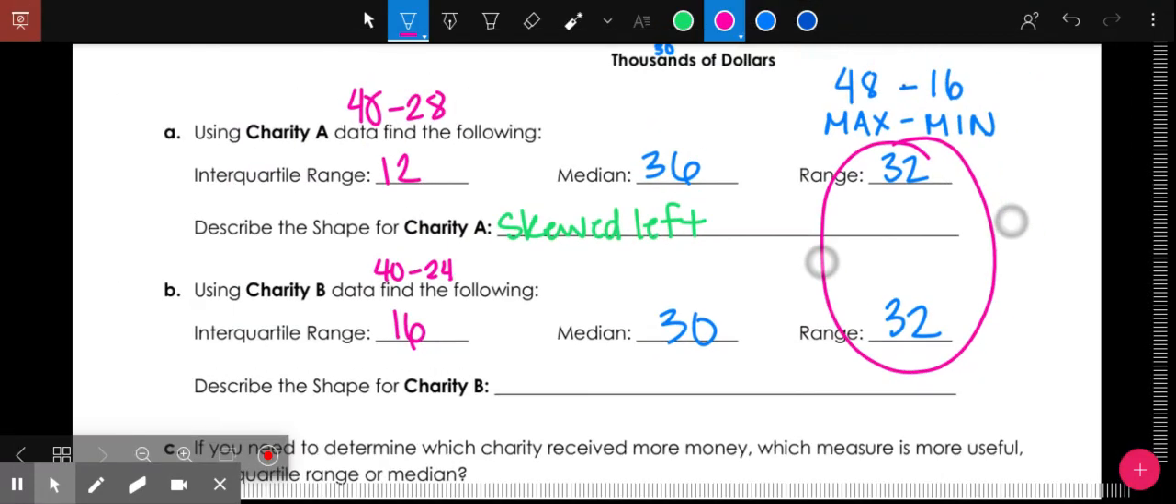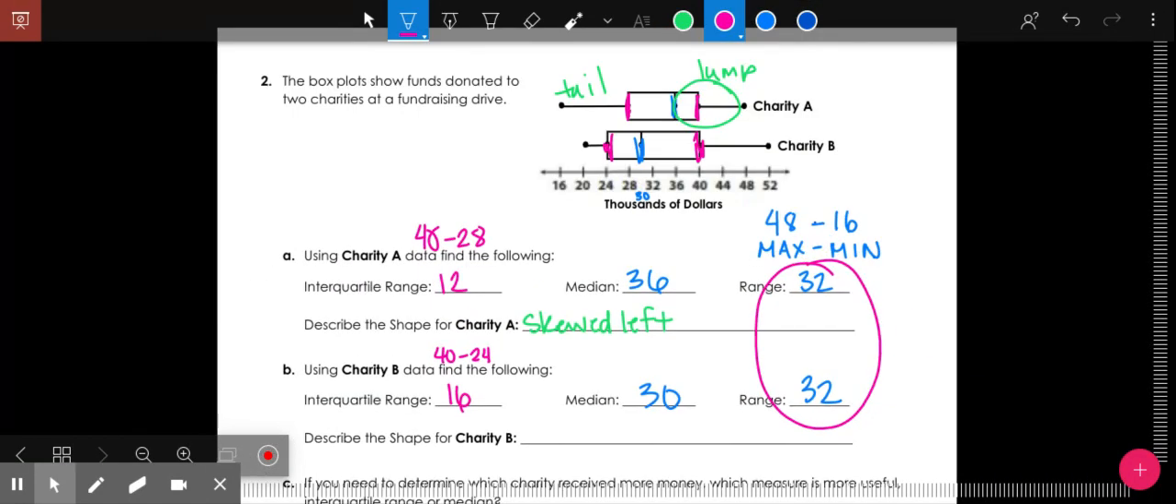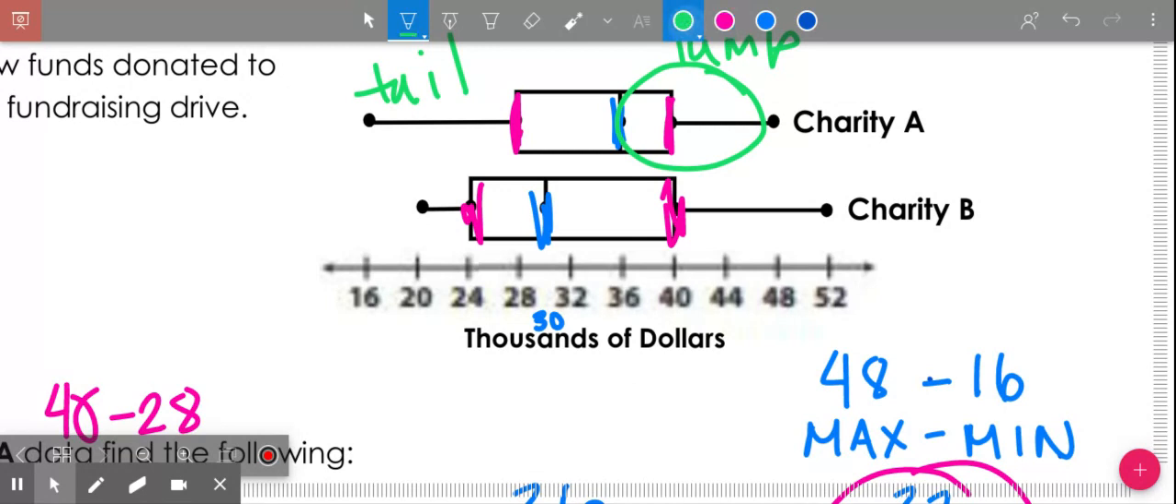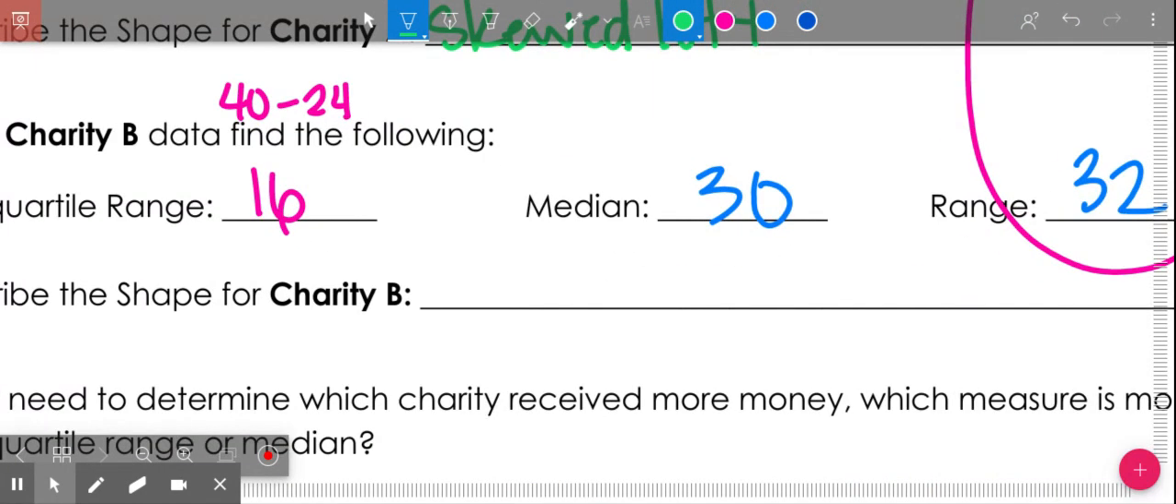All right, describe the shape for Charity B. Well, it's pretty much the opposite, isn't it? We have a lump over here on the left, and the tail is on the right. So if the tail's on the right, it's skewed right.